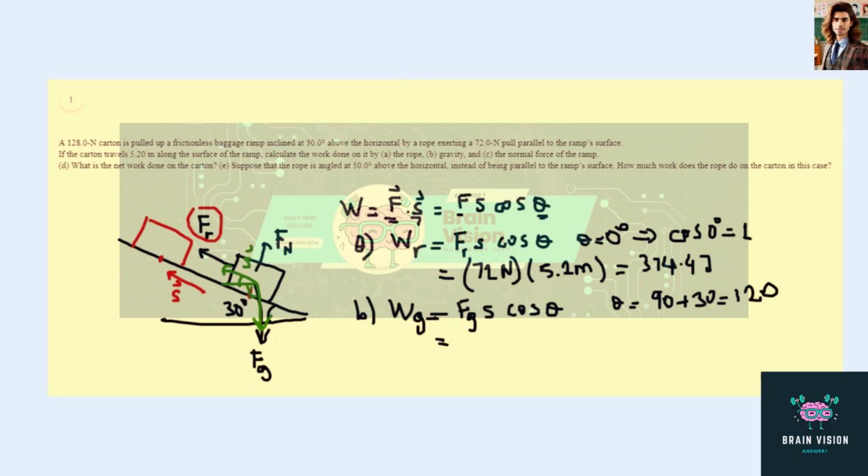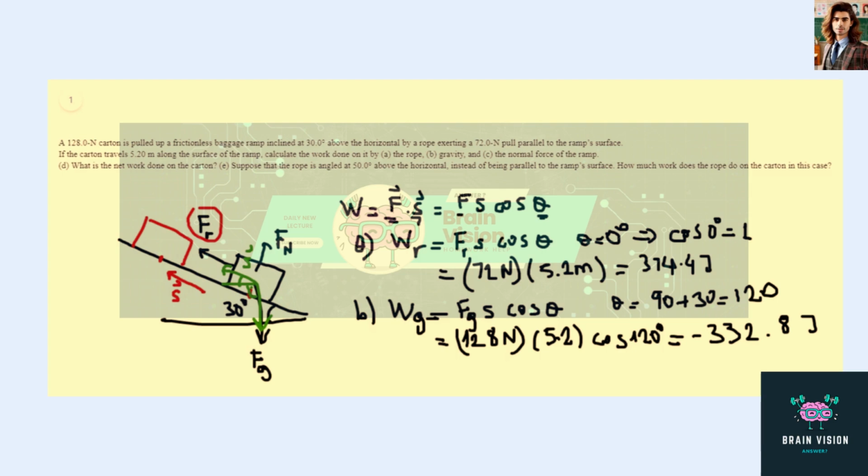Then the magnitude of F sub G is given to us as 128 newtons. The magnitude of the displacement vector is 5.2. And then we have cosine 120 degrees. If we do the calculation correctly, we get something negative due to cosine 120 being negative. So 332.8 joules would be the work done by gravity.